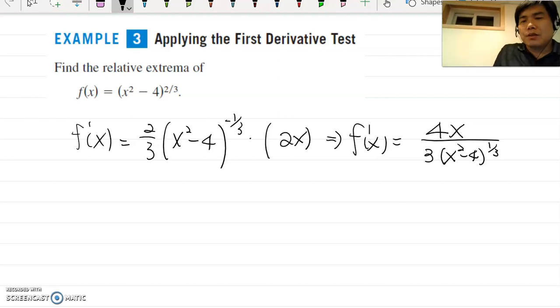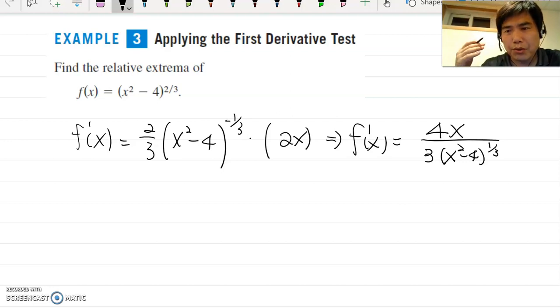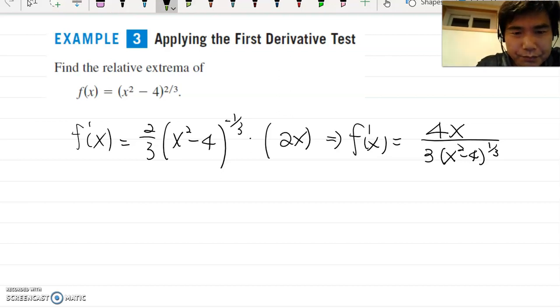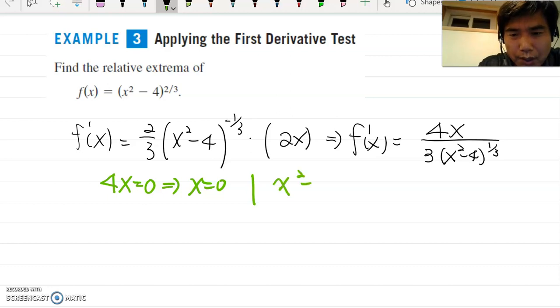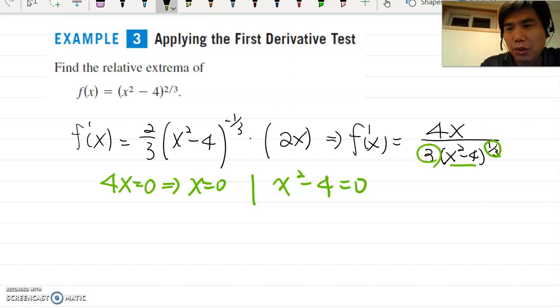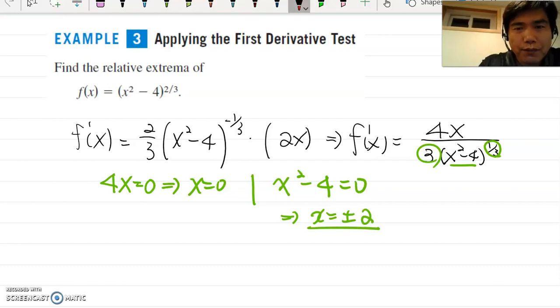Okay, so now from here we can find the critical values by setting both the numerator and denominator equal to 0. So 4x equal to 0, so we got x equal to 0. Now x squared minus 4 equal to 0, because the power and the 3 don't do anything, so I just make the inside equal to 0. Then you will get x equal to plus and minus 2. Okay, so we have a total of 3 different critical values: 0 and plus and minus 2.